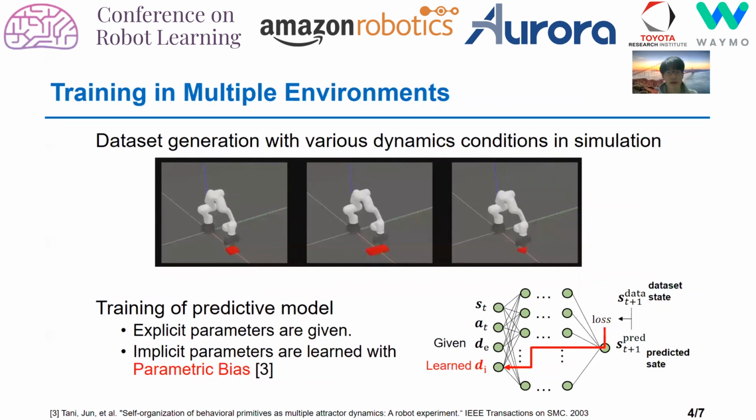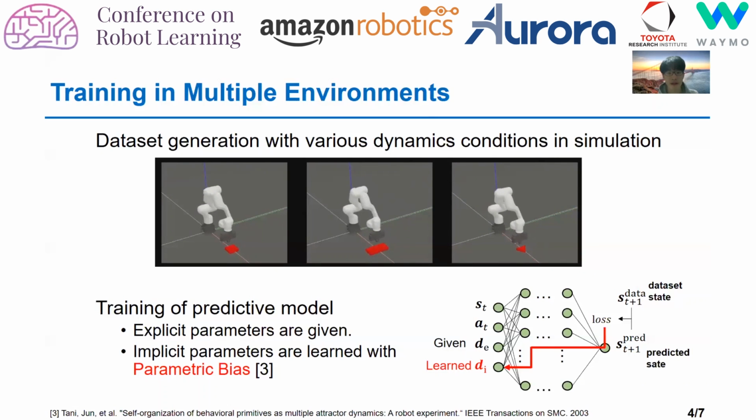In order to train EXINet, first we generate the dataset of the current state and action and the next state by changing dynamics parameters widely in simulation. For the pushing object task, we change object mass, COM position, friction coefficient, and shape. Those dynamics parameters, except for object shape, are defined as the explicit dynamics parameters since we can easily quantify them.